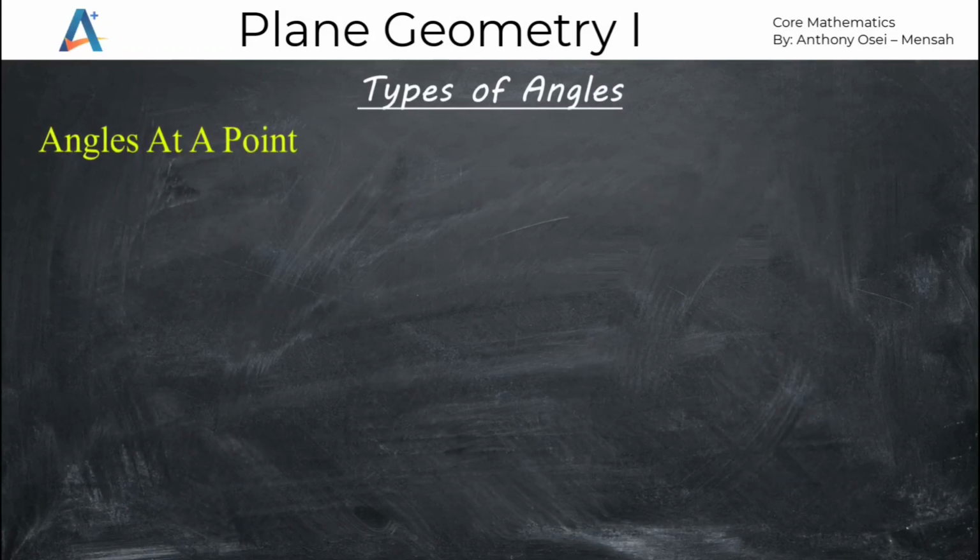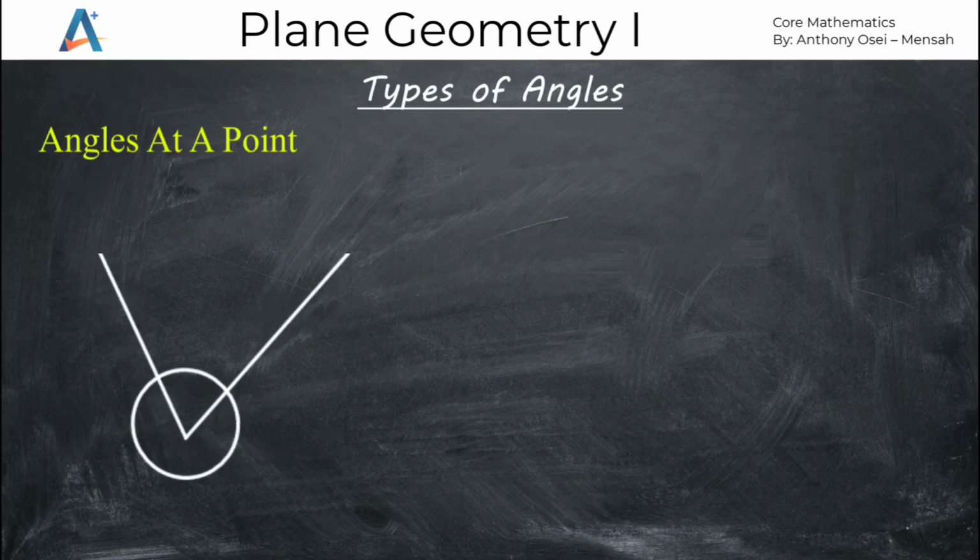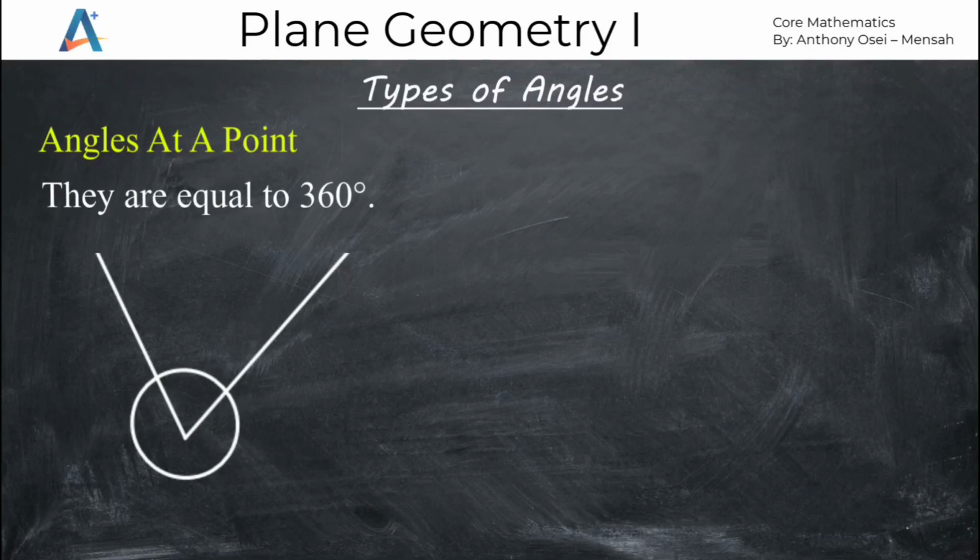Angles at a point will become my number 6 type of angle, even though that will not be the last one, but that will be angle number 6. Now, angles at a point are referred to as angles in a circle. That means that when you see those angles at the point and you sum up the two angles, or as many as they are, you should get 360 degrees. So angles at a point or angles in a circle are equal to 360 degrees.